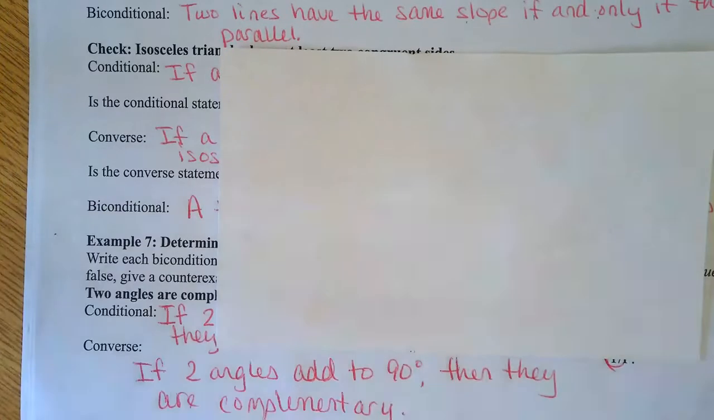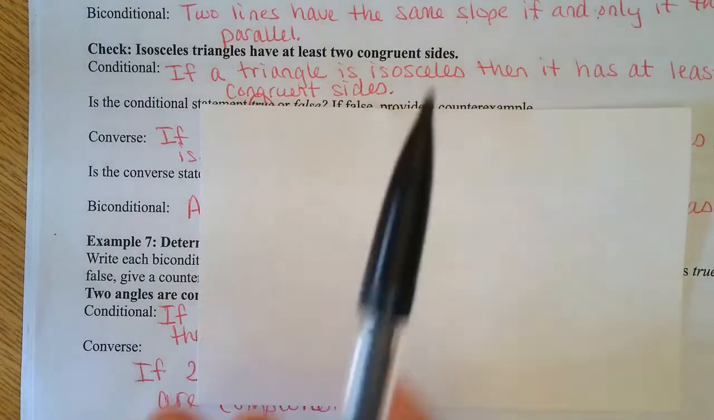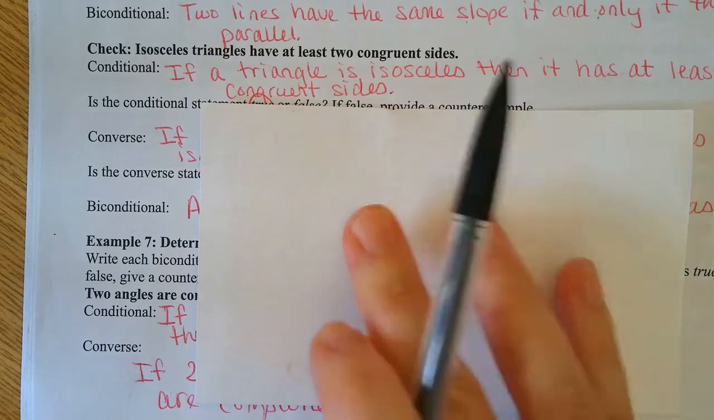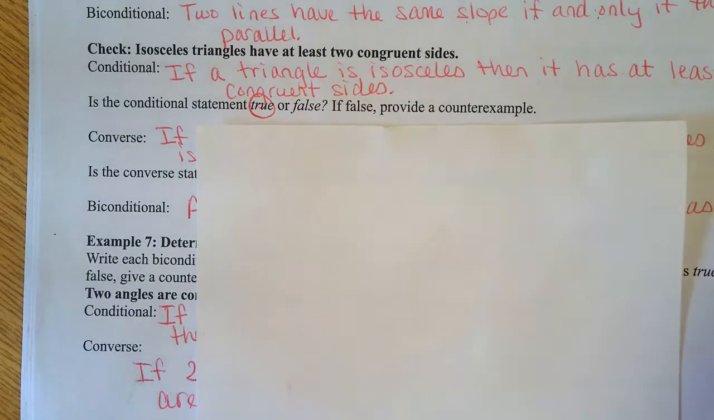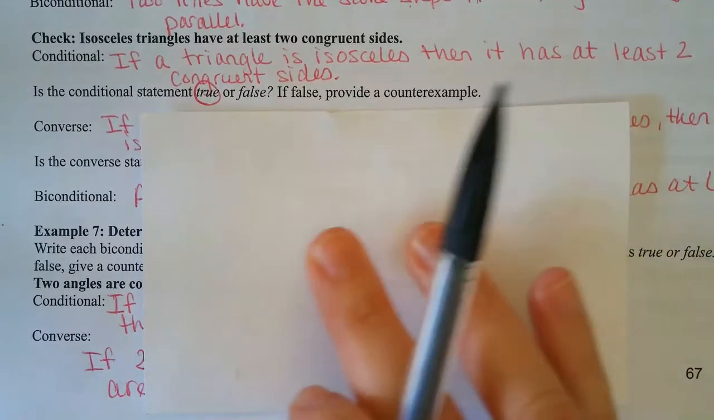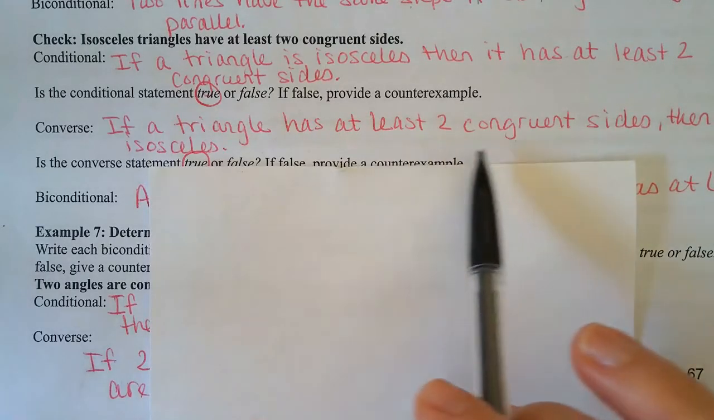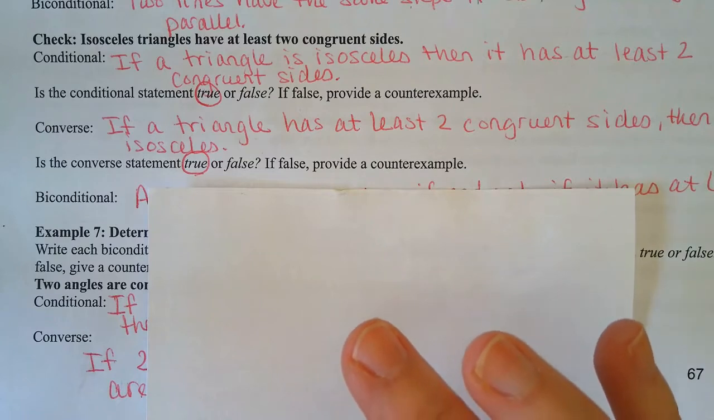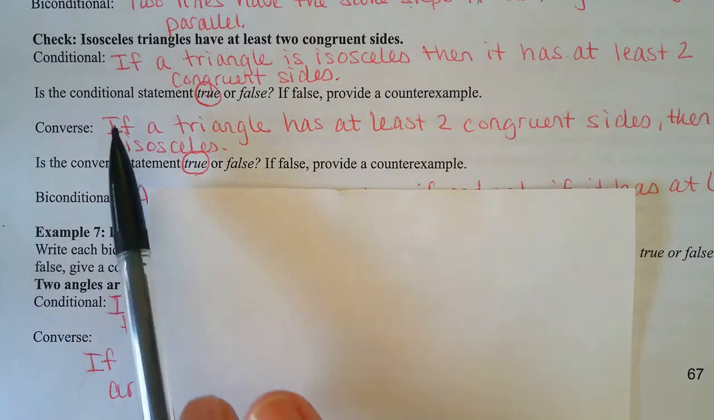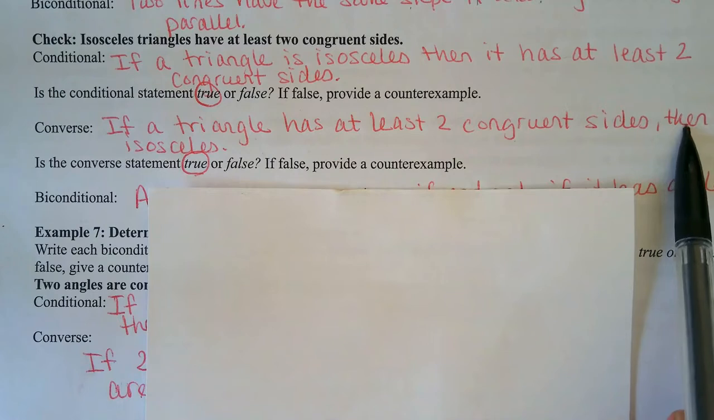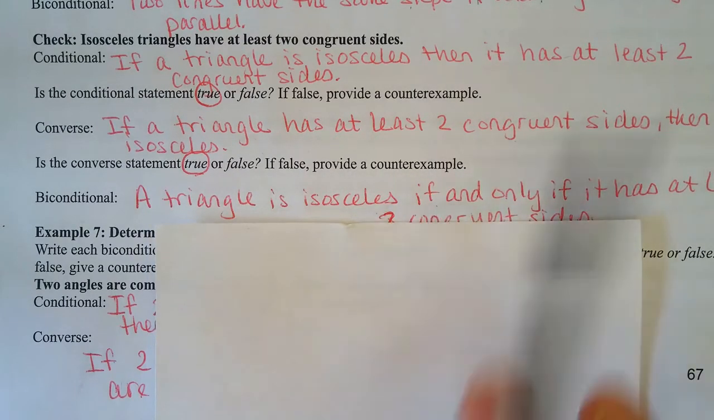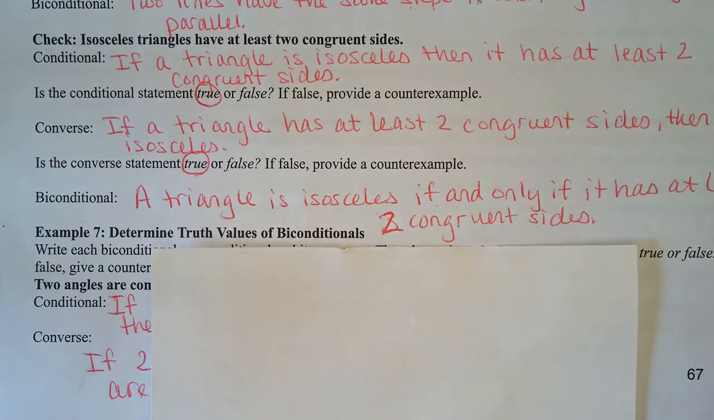Pause the video and try the check question. In the check question, you would be writing it into a conditional statement. So if a triangle is isosceles, then it has at least two congruent sides. This is true. That's the definition of isosceles. Converse is where we will switch it. If a triangle has at least two congruent sides, then it is isosceles. Again, that is true. That's the definition of isosceles. So I would write my biconditional. So take off the words if and then. In place of then, you're going to put the phrase if and only if. A triangle is isosceles if and only if it has at least two congruent sides.